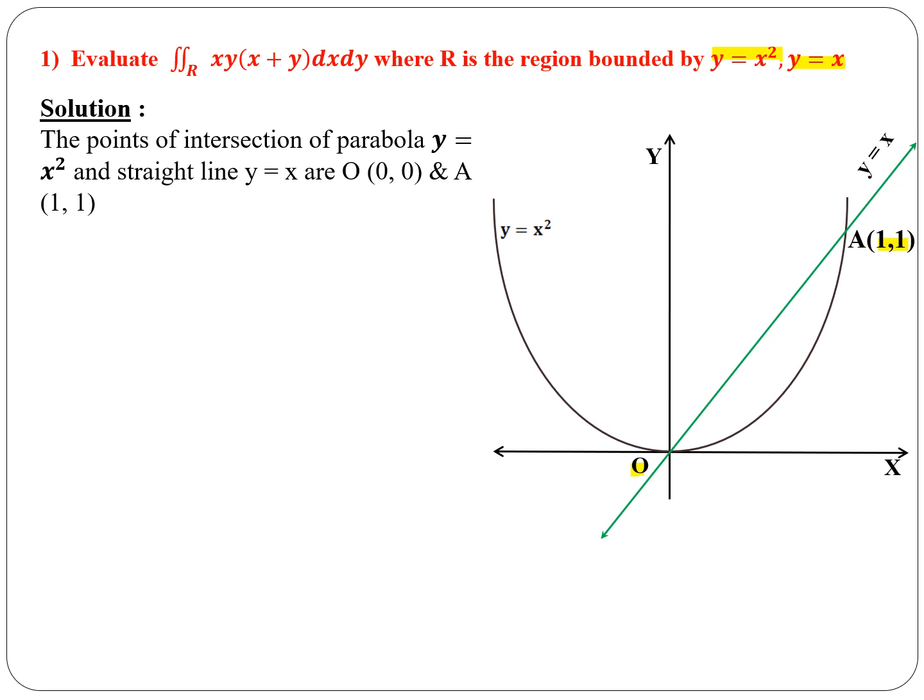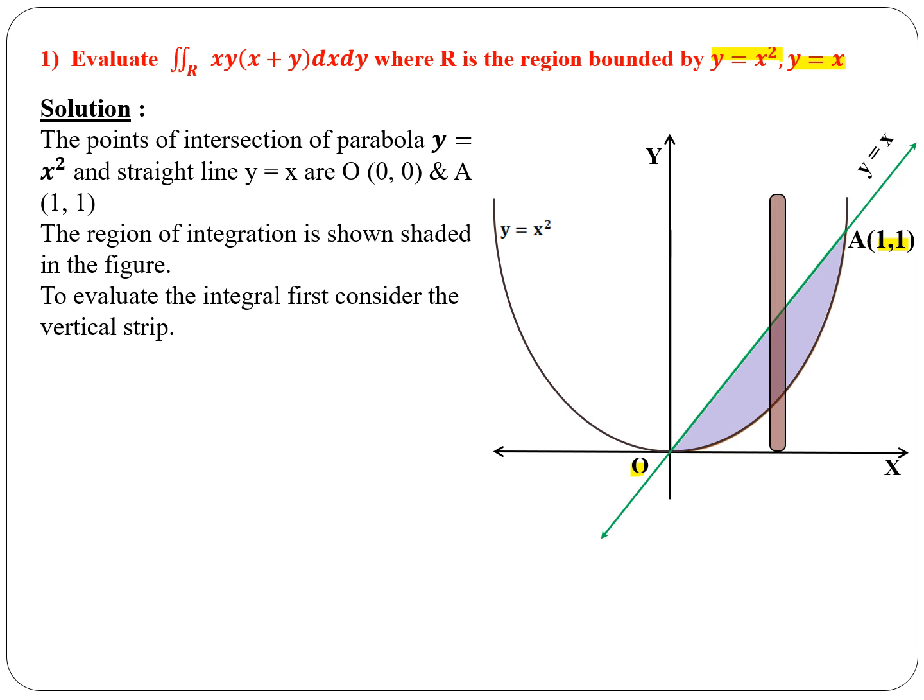Now we have to identify the bounded area between these two curves. This shaded area is our region of integration. We have already decided to integrate with respect to y first, so in this shaded area we will draw a vertical rectangular strip. Now that we have drawn the vertical strip, we will see the lower arm and the upper arm of the strip. The lower means it is entering the region, and the upper means it is exiting or leaving the region.